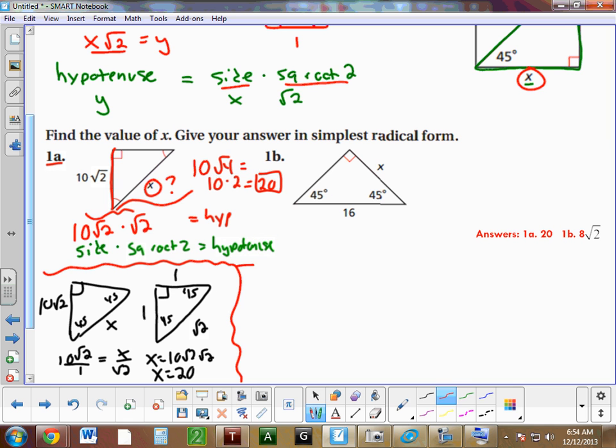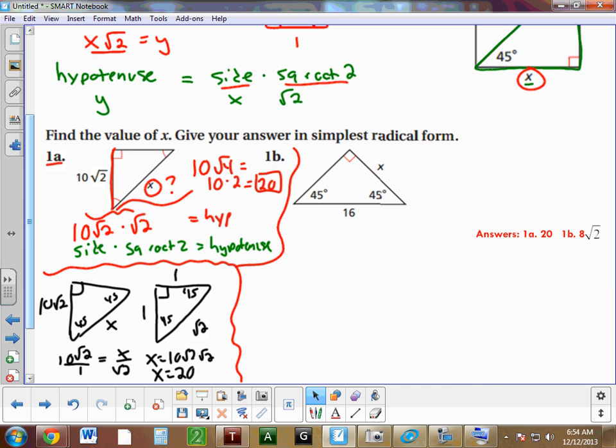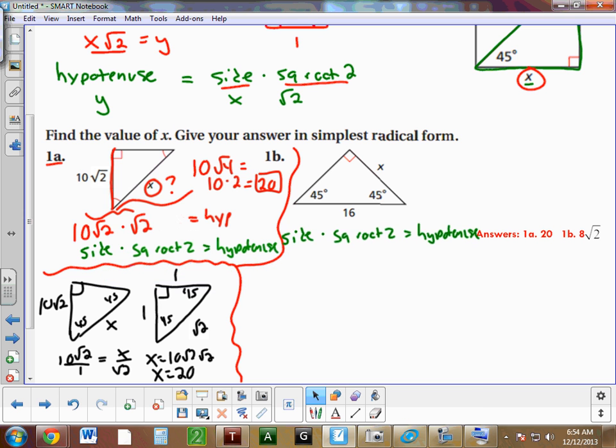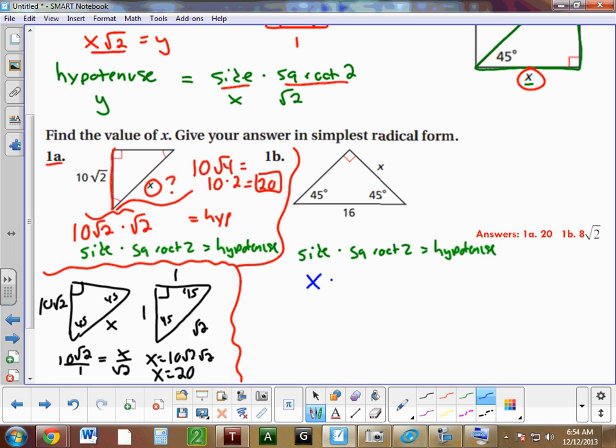All right, so let's do this second example here, and then I've got one other type of triangle to show you. All right, so again, I could use this green equation that I set up over here to solve this. If you have a side and you multiply it by the square root of 2, you should get the hypotenuse in a 45, 45, 90 triangle. So I've got a side, which is x. I've got the square root of 2, which is just the square root of 2, and that should equal the hypotenuse, which is 16. That's easy enough to solve. You just divide that by the square root of 2. So you get x equals 16 over the square root of 2.